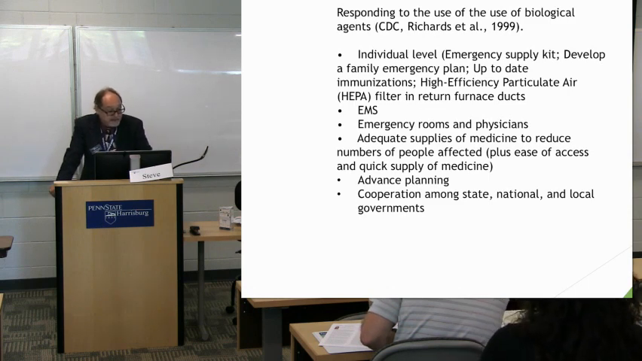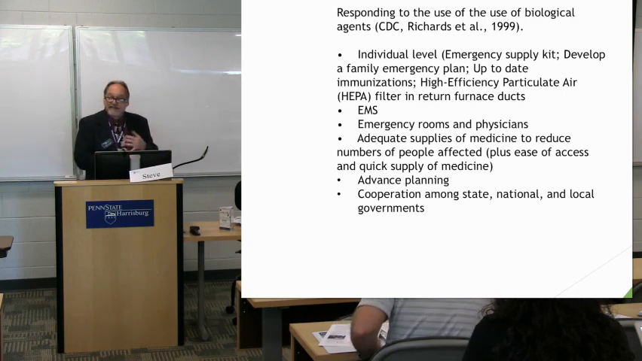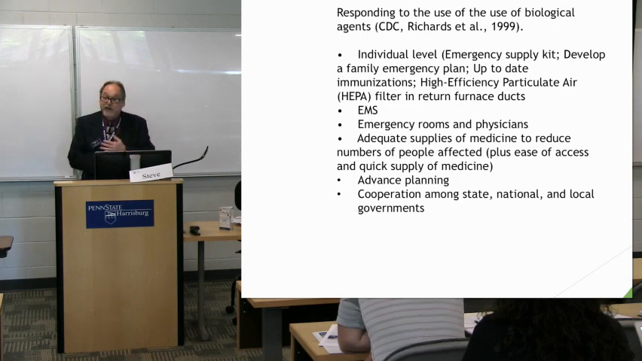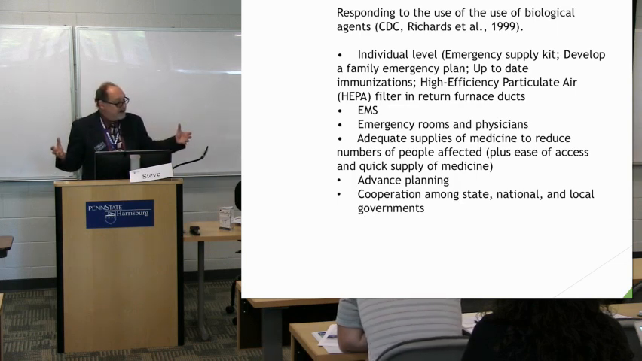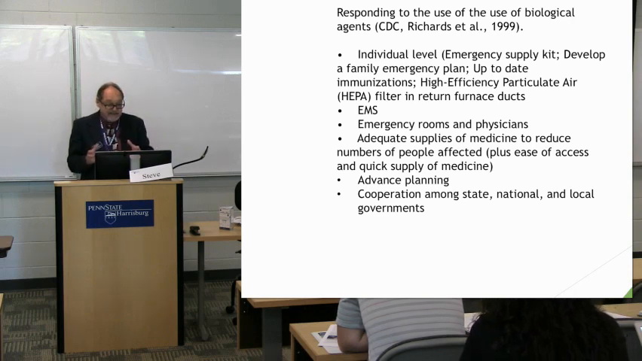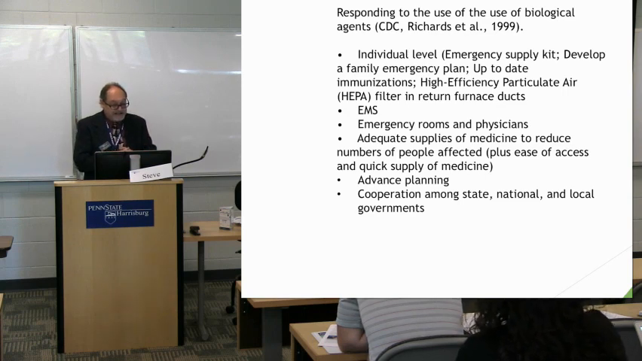CDC and other people have talked about there should be multiple layers of defense against these. One is at the individual level. A few years back, I gave a presentation on avian flu when it looked like it might break out and start infecting humans and so on. One of the first things they said is create an individual level family plan. Have an emergency supply kit with food, liquids, and so on, so you can hole up, so to speak, and other necessities like that. Develop a family emergency plan. What if you're separated, kids in school and so on? How might you address that?